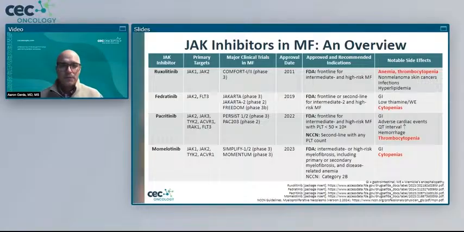It was approved in 2022 for the frontline treatment as well as subsequent-line treatment of intermediate- and high-risk myelofibrosis in patients with platelet counts less than 50,000. And a special note for the NCCN is it can be used in any second-line treatment with any platelet count. And that's really based, again, largely on both PERSIST-2 as well as the data from PAC203, which was a large randomized phase 2 trial.